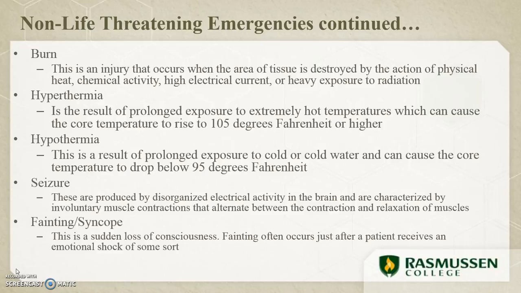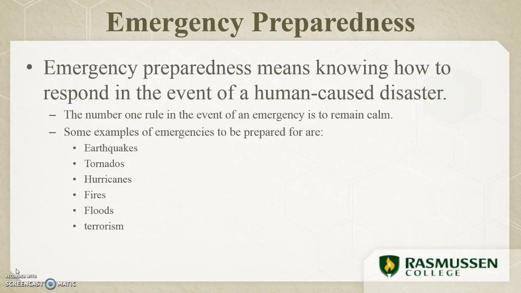Hyperthermia is when you're having a prolonged exposure to heat that is higher than 105 degrees. And hypothermia is just the opposite. It's when you're exposed to too much cold weather. That could be anything under 95 degrees Fahrenheit. Emergency preparedness is, again, making sure that those plans are set in place. This can be in the event of human-caused disaster or disaster caused by Mother Nature. Examples could be earthquakes, tornadoes, hurricanes, fires, floods, or any acts of terrorism.